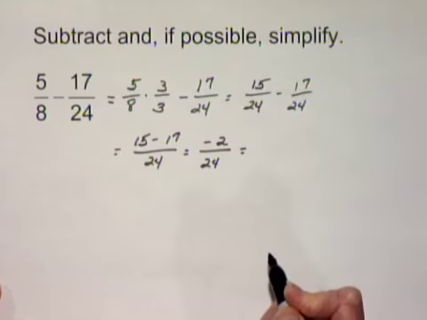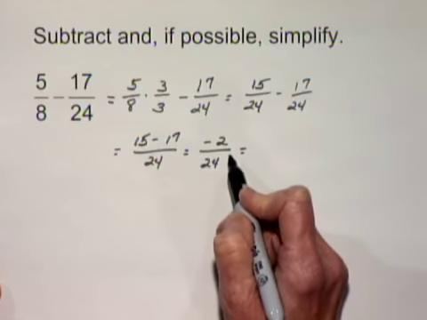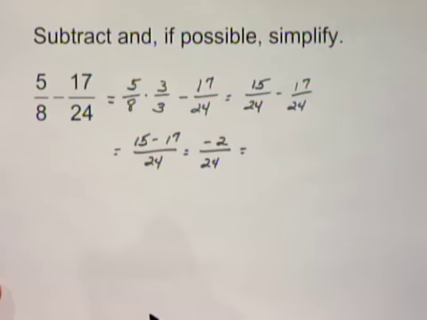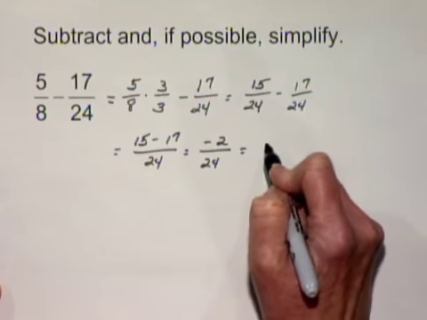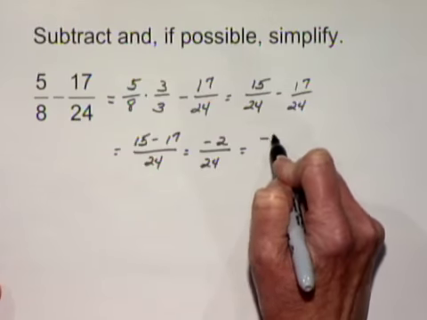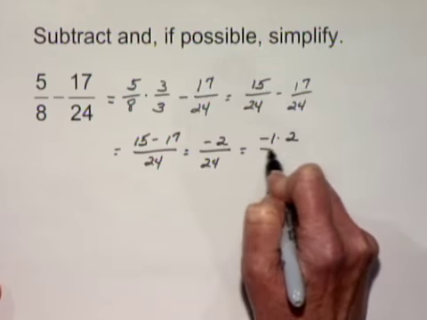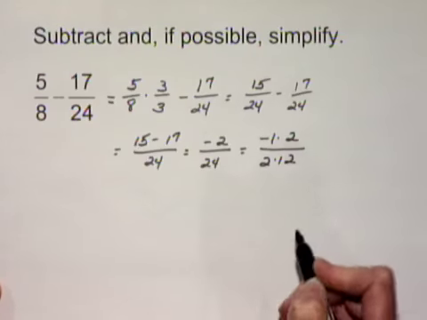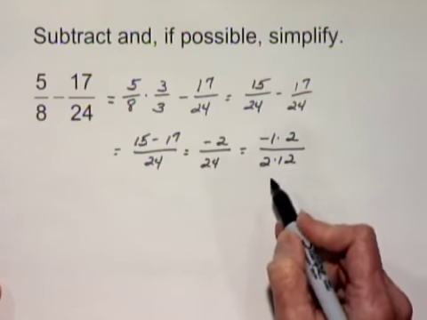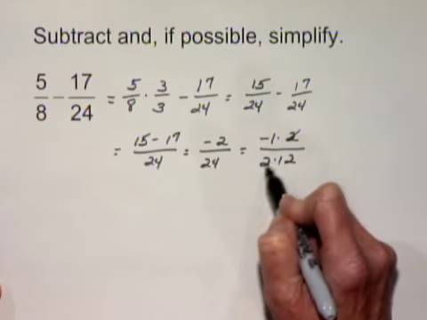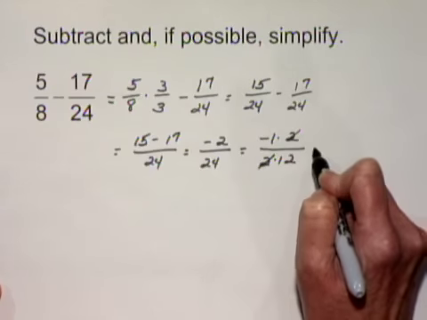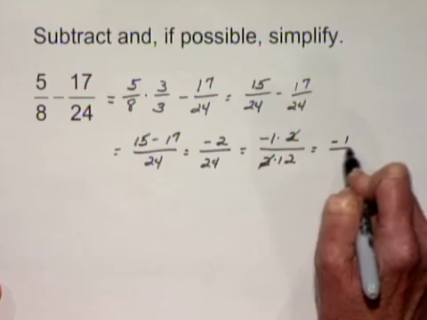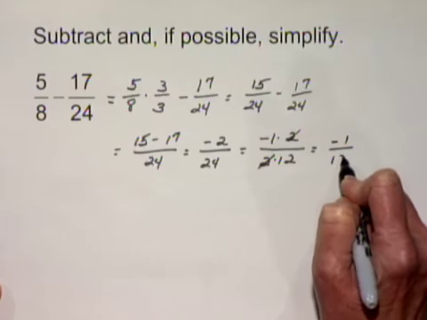And now I need to simplify this if possible, and I can because I see that -2 and 24 each have a factor of 2. So I'm going to factor -2 as -1 times 2, and factor 24 as 2 times 12. And now I can remove a factor of 2 from the numerator and denominator. There's a factor common to each. So I'm left with -1/12 for the result.